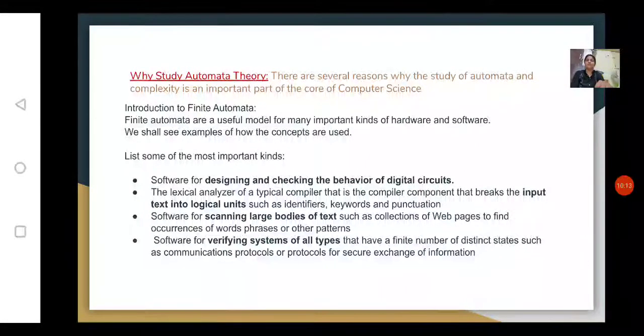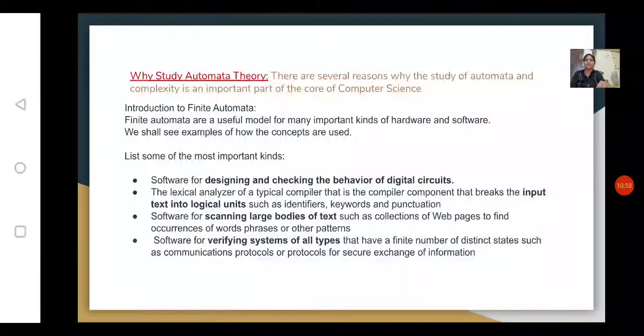First is software for designing and checking the behavior of digital circuits. From this we can design software which will design and check the behavior of digital circuits, zeros and ones. Next, lexical analyzers of a typical compiler. In compiler construction there is also an application that breaks the input text into logical units such as identifiers, keywords, and punctuation. That is the first phase of the compiler. Then software for a scanner; it also works as a scanner, like the second phase of the compiler.